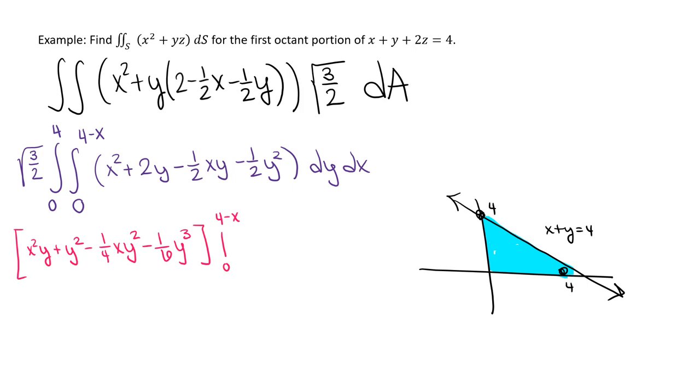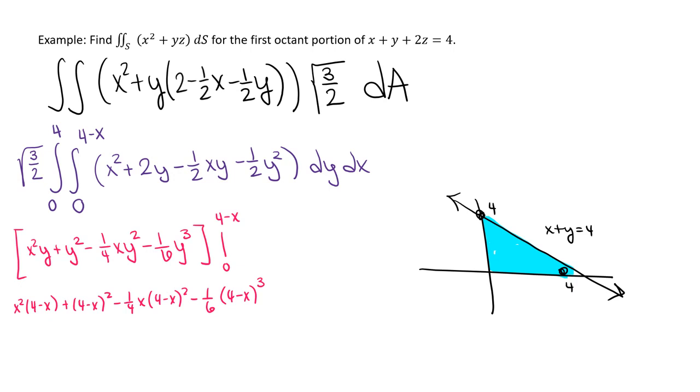So I found the antiderivative with respect to y. I got an x squared y plus 2y squared over 2 minus, let's see, that's going to be a 1/4 xy squared and then minus 1/6 y to the third. And then I'm going to go ahead and plug in my bounds of integration. So I'm going to plug in that 4 minus x in for all the y's. Plug in 0, we get 0.